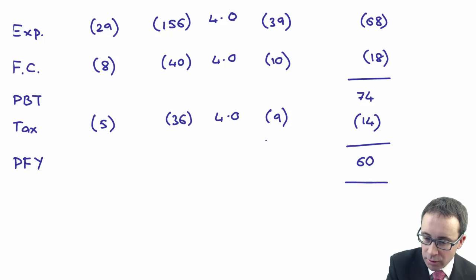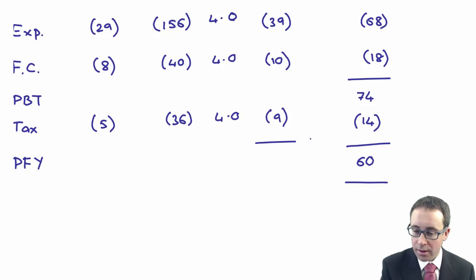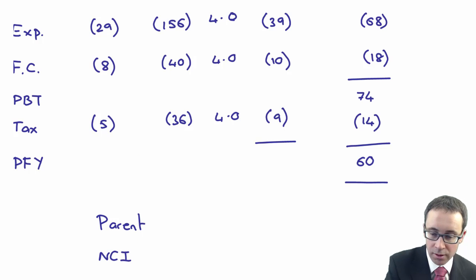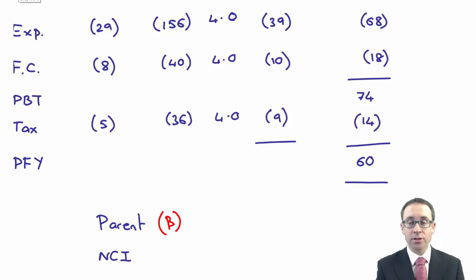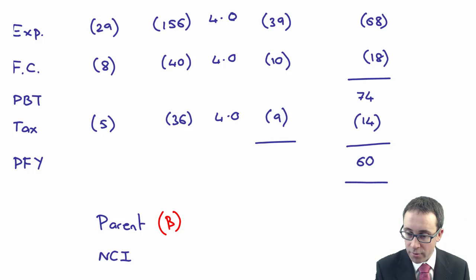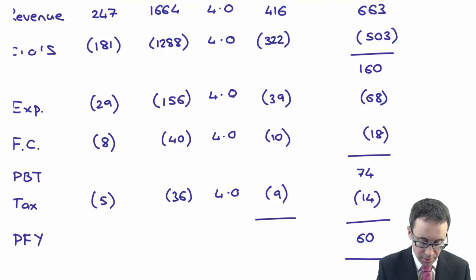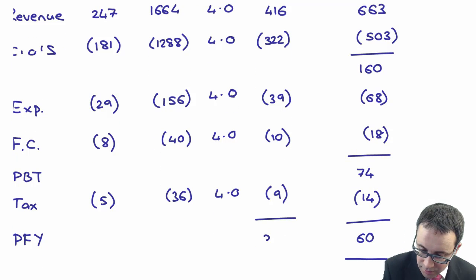What we've then got is we can total up S's column, because we need to go through there, don't we, and split the group profit for the year into the amounts attributable to the parent and attributable to the non-controlling interest, don't we? So if we go through there and total up S's column, what have we got? 416 less 322 less 39 less 10 less 9 gives me 36.